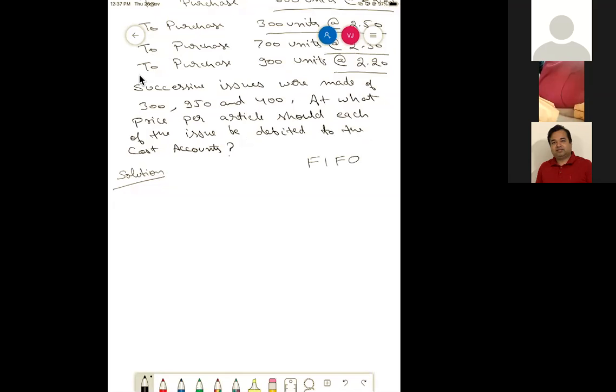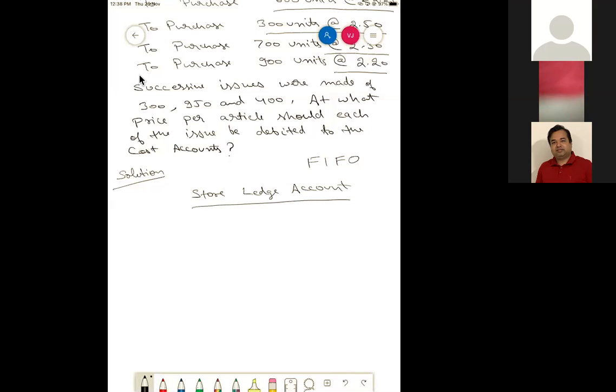So first, the material which we have received at 2.25, that we would be issuing first. Then we would be issuing the one whose cost is 2.50. Then we would be issuing the one whose cost is 2.30. And then at last 2.20. So now you make a store ledger account.